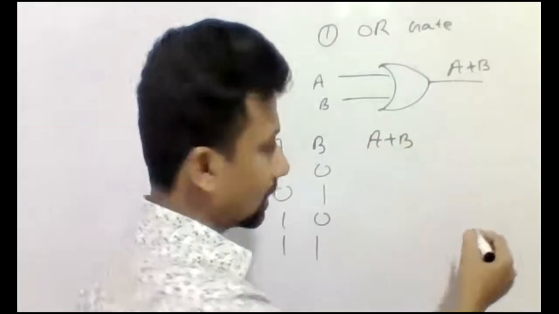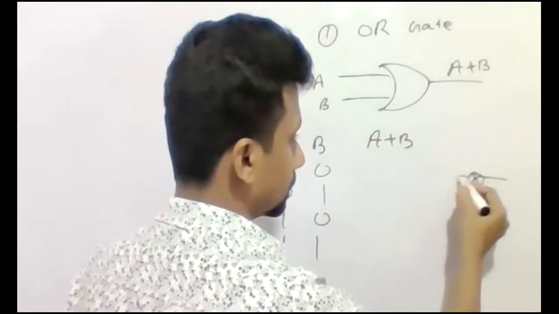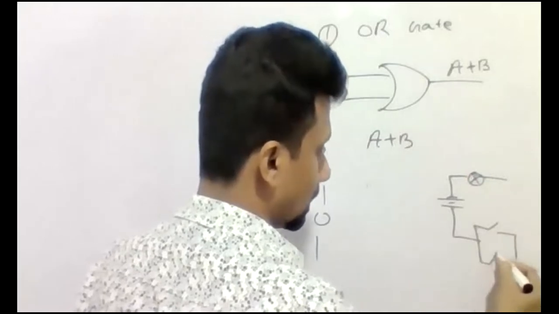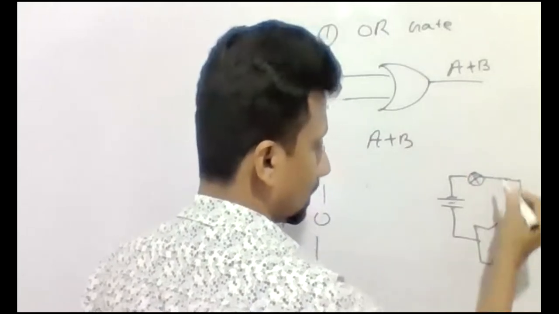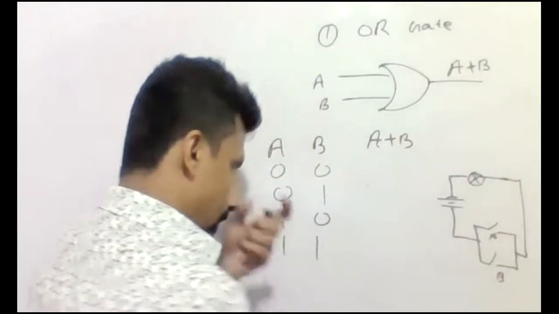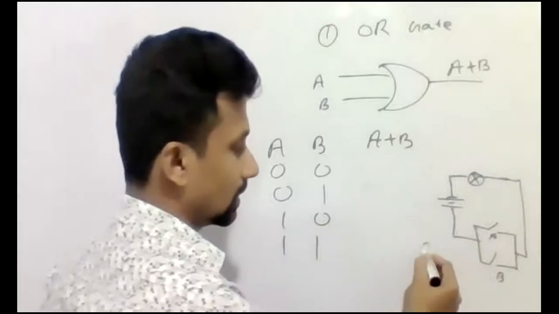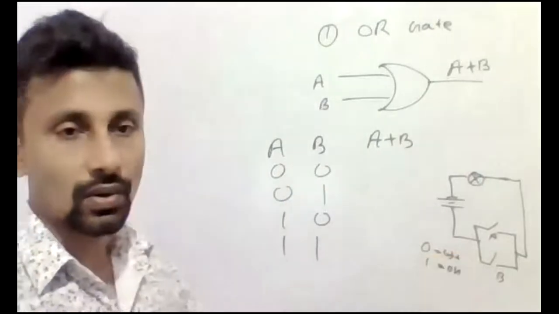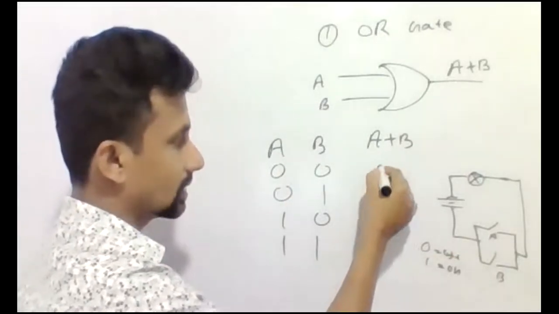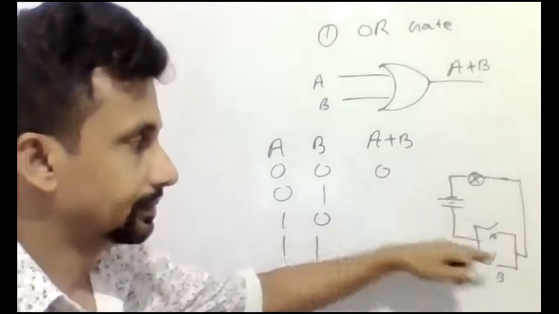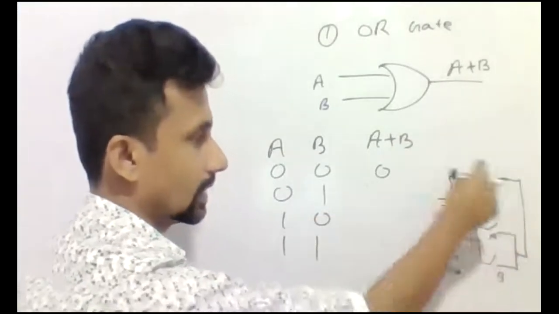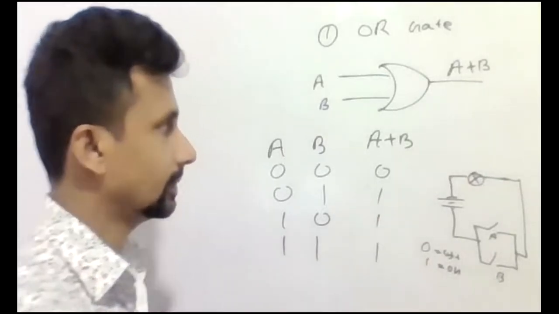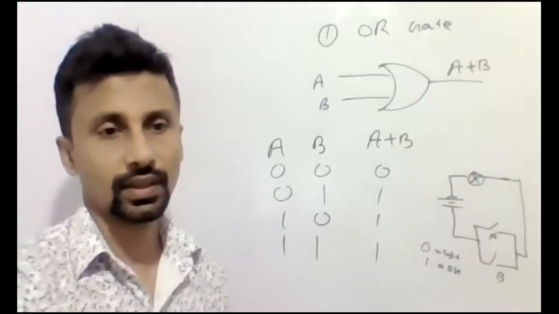So I will draw the circuit also here. Your switches will be like this, A and B. The same way, you can put zero for off, one for on. So both switches off, bulb won't work, so it is zero. If one switch is on, power is going, the circuit is complete. So your output will be one, here one, here one, right? So take it down also. This is for the OR gate.